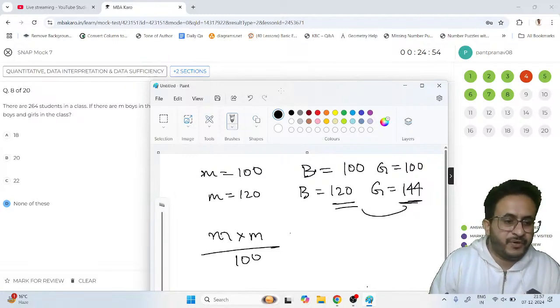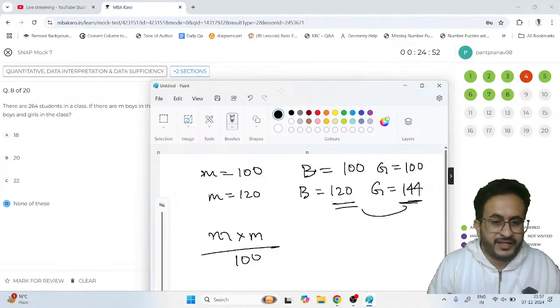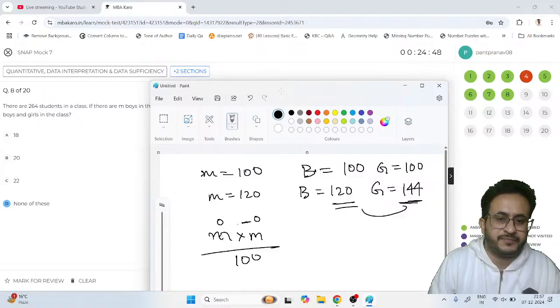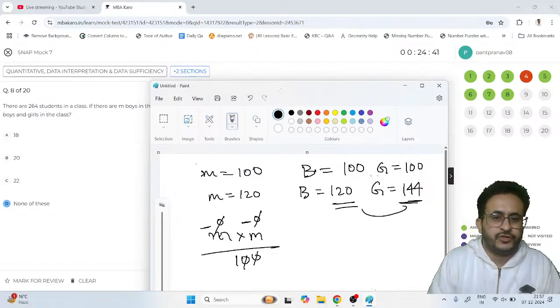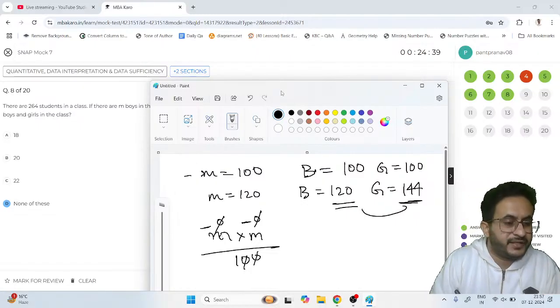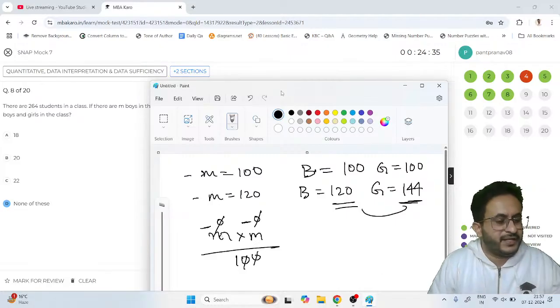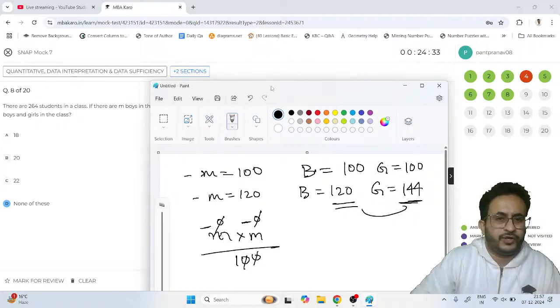Now the number of people cannot be a decimal, right? So when will m times m by 100 be a whole number? If m is ending in zero, then you can cancel the two zeros. So in such cases, the numbers are multiples of 10. By hit and trial, we tried with 100. It did not work, so we took 110, 120. Maybe we could have done 110 and then 120 and got the result.